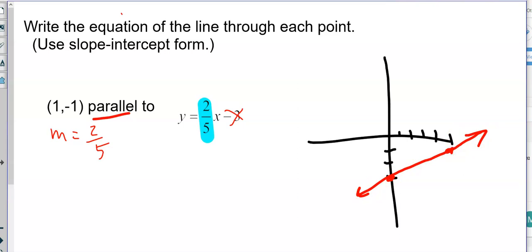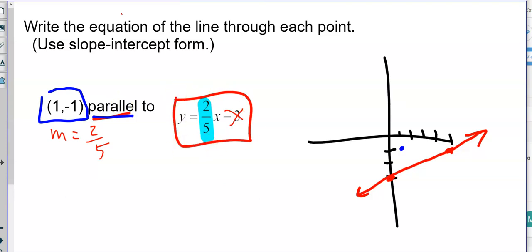I want you to understand what we're doing, not just the procedure. We have a point, 1, -1, which doesn't look like it's on that line. We want to find an equation of the line that's parallel to the red line. I'll draw a blue line. In order to be parallel, it's got to have a slope of 2/5, right?